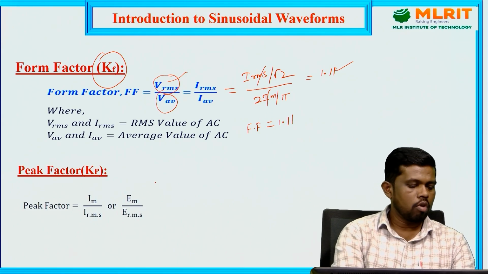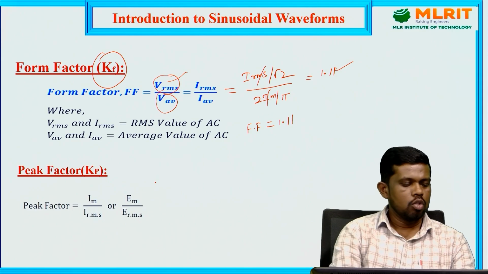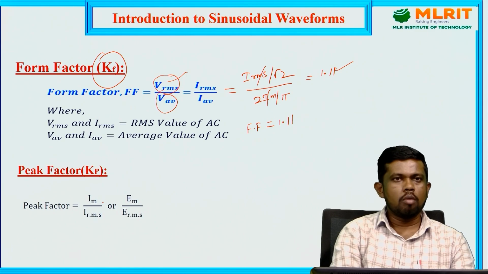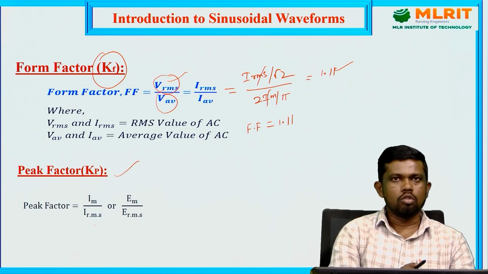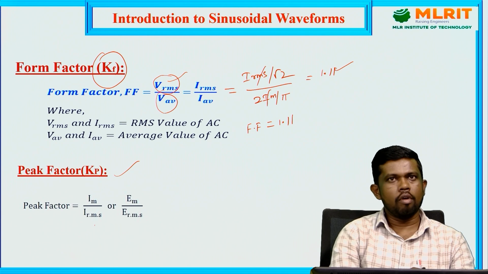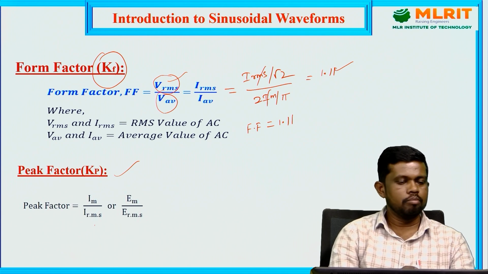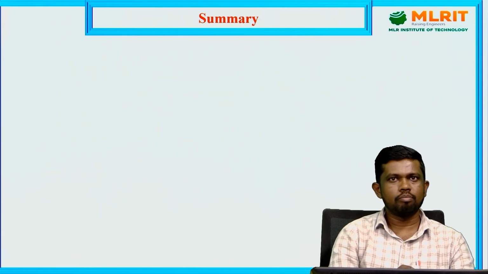So coming to this one, we will get the peak factor. It's the ratio of the peak value to the RMS value, that's simply called peak factor. Based on the simplification, we will get the sinusoidal waveform peak factor value, that is the peak factor and the form factor. So this is the fundamental introduction about the different kinds of signals and also the sinusoidal waveform.